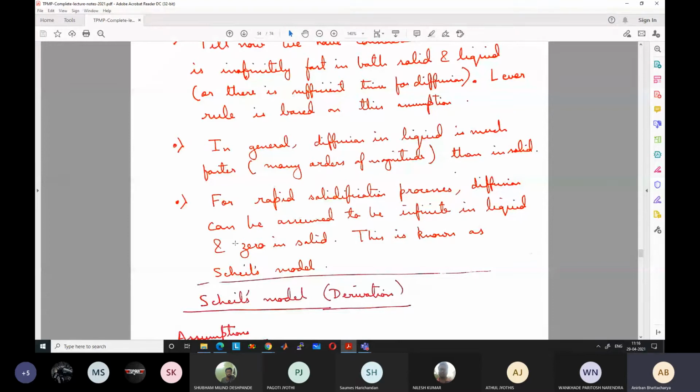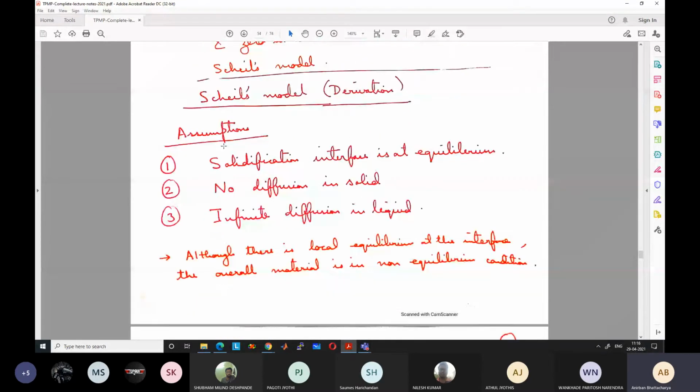So now we will derive a relation between the phase fraction, meaning solid fraction or liquid fraction, and the concentration based on the Scheil model. Okay. So we will take some more assumptions. One is that the solidification interface is at equilibrium. What does it mean?